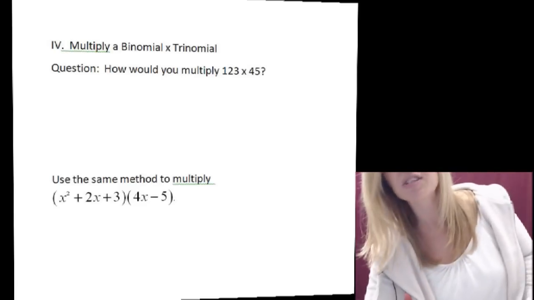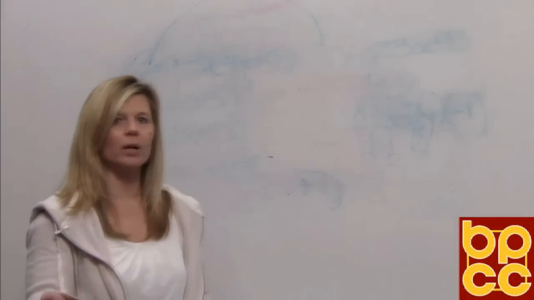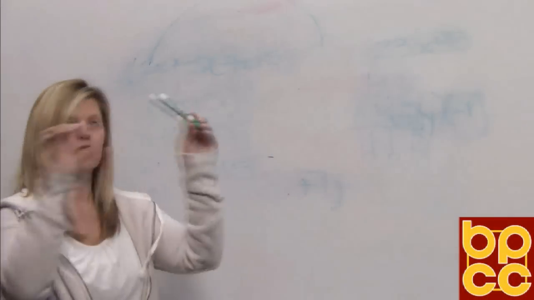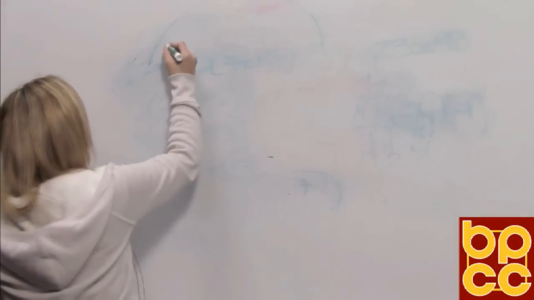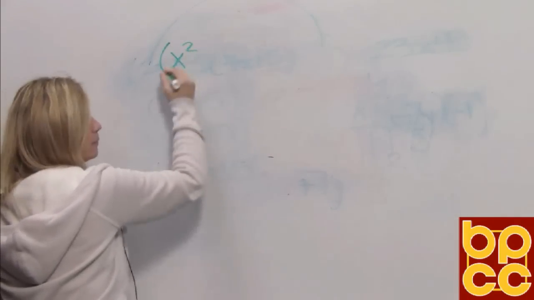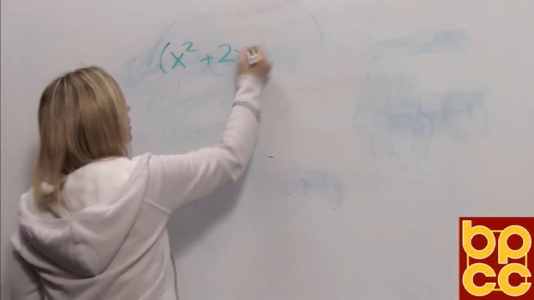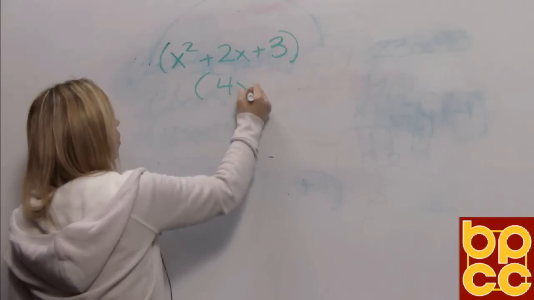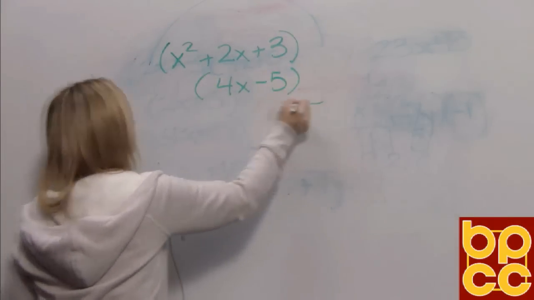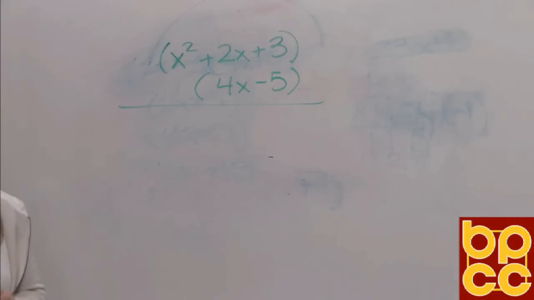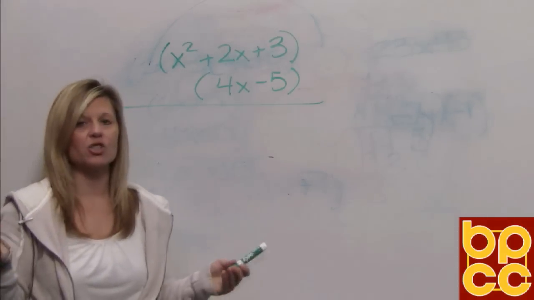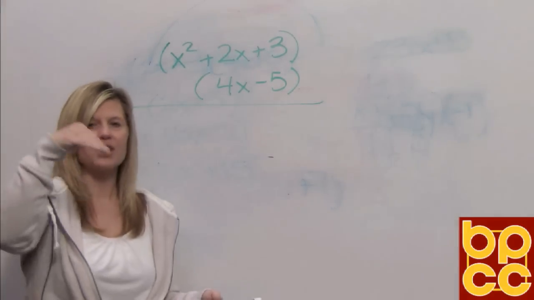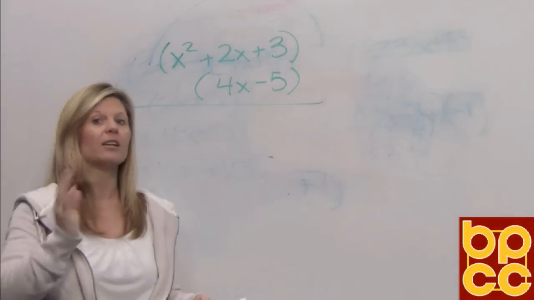So we're going to do the same thing in algebra. When I ask you to multiply a trinomial times a binomial, the trinomial gets lined up first. So we're going to put our x squared plus 2x plus 3. And we're going to multiply it by 4x minus 5. Again, all we're really doing, guys, is distributing, but we have now a system so we don't get confused.